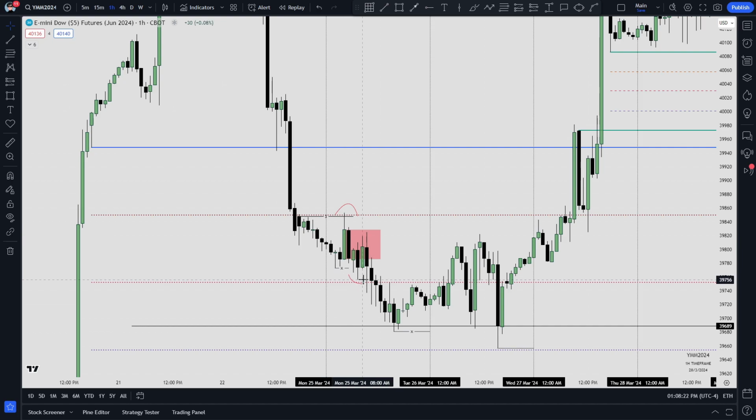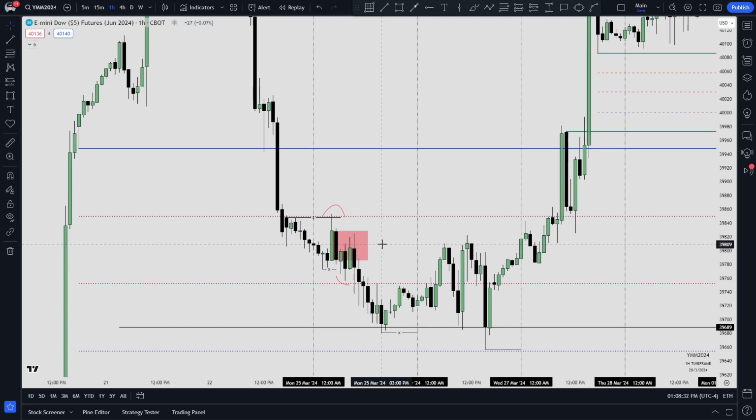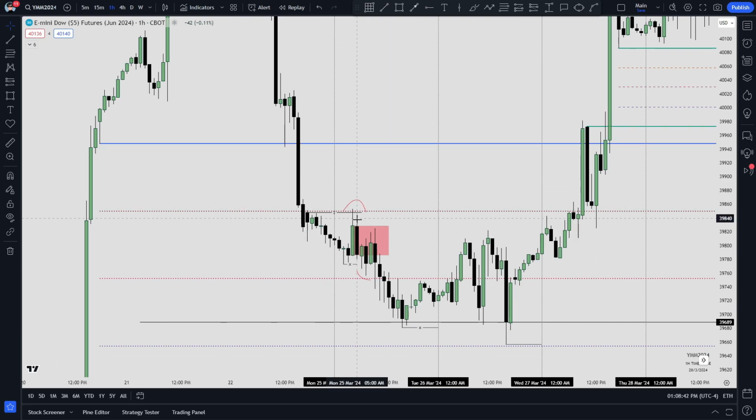So when structure is bearish, I'm going to be looking to take shorts in bearish PD arrays. When structure is bullish, I'm looking to take longs in bullish PD arrays. And it's not until that structure is broken do I then shift my perspective. We come up, take liquidity, break lower.